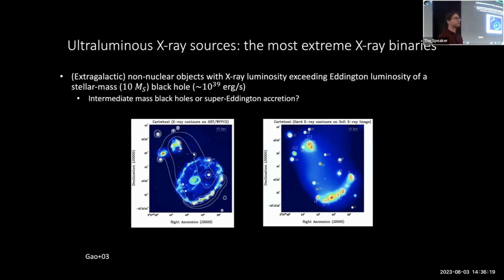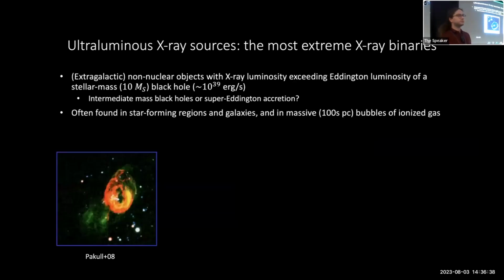So, it's been a long discussion. Much research has been done in order to interpret what these objects really are. They could be powered by simply more massive black holes, intermediate mass black holes accreting at super Eddington rates, or alternatively, they could be powered by super Eddington accretion onto standard mass X-ray binaries. They are also often found in star-forming regions in galaxies, maybe suggesting an association with high mass X-ray binaries.